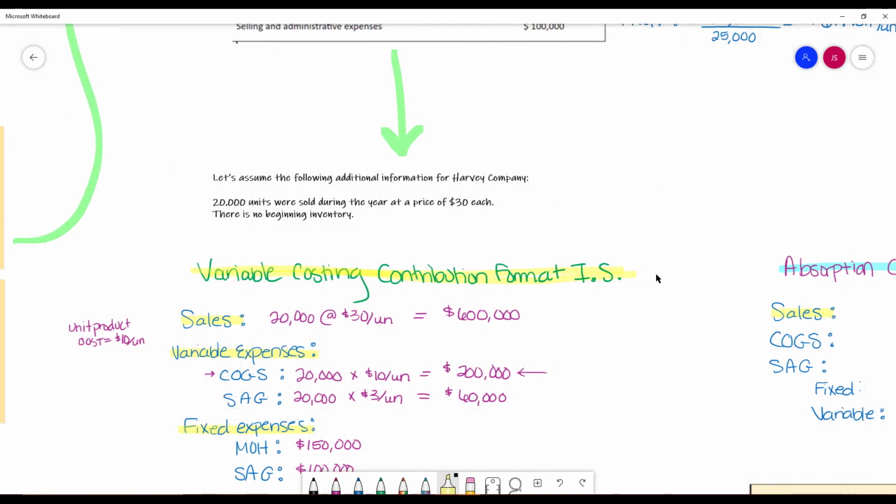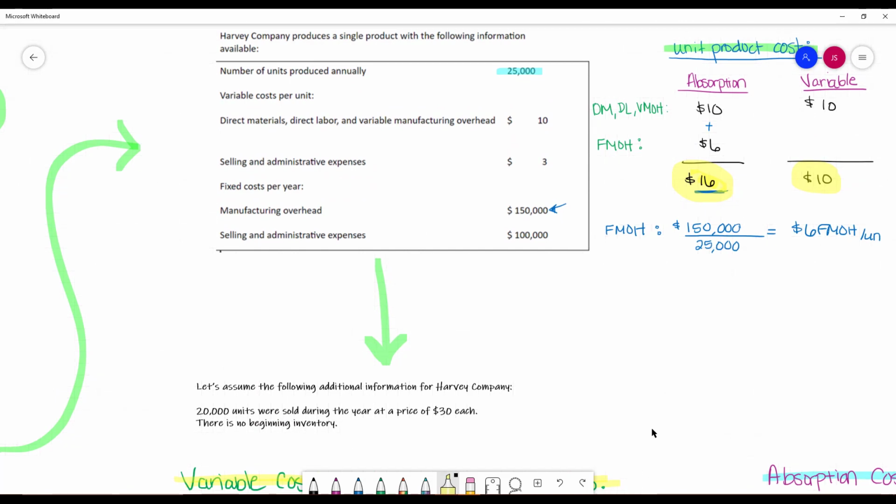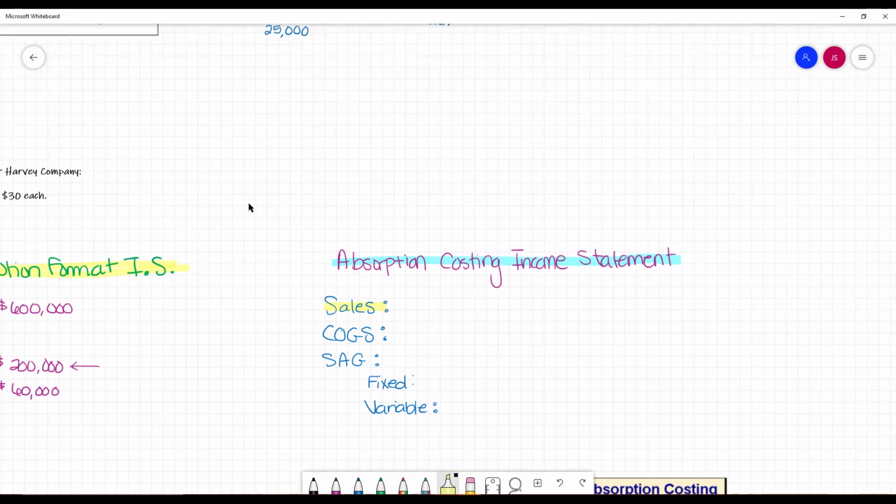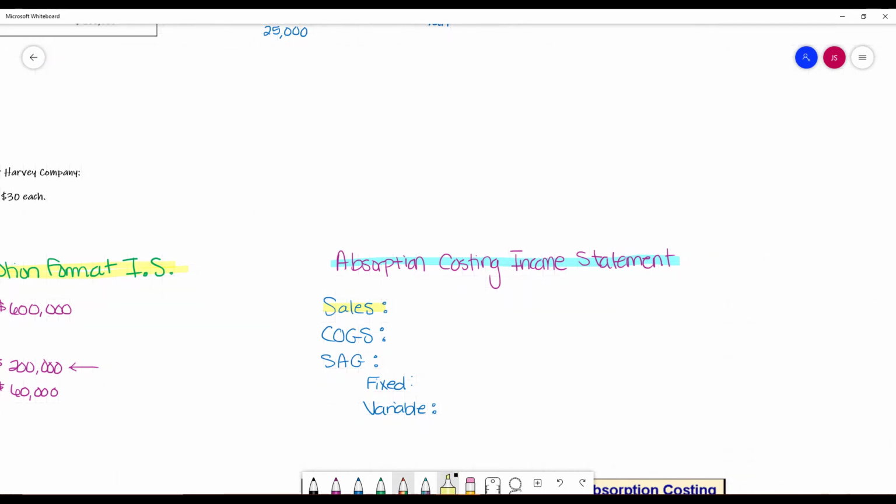So let's take all of the same information and see what that would look like under absorption costing. Remember, the product cost per unit is $16 under absorption costing from our calculation from before. So let's do our calculations. So sales, remember, we're still selling 20,000 units at $30 a unit. So the sales amount doesn't change. The sales amount is still $600,000.